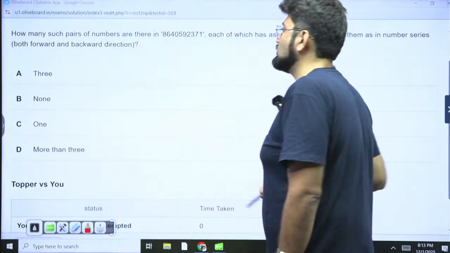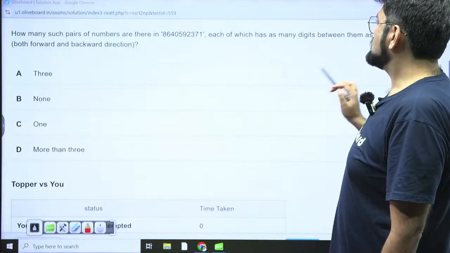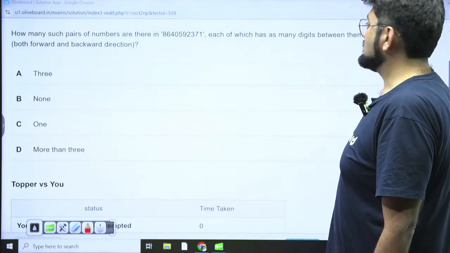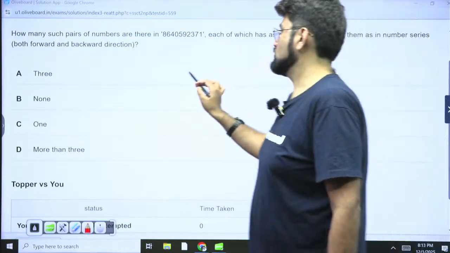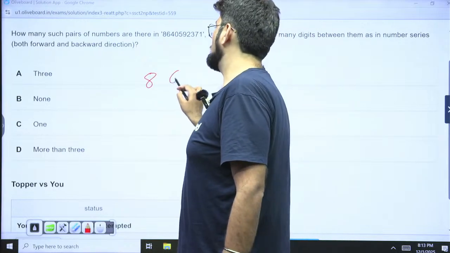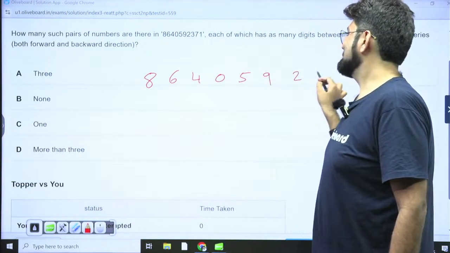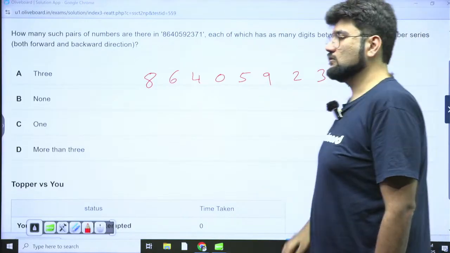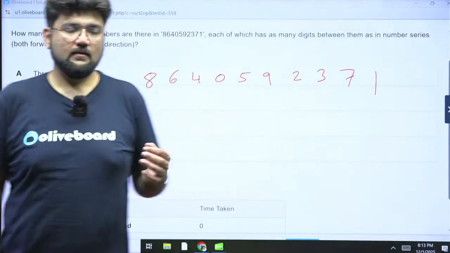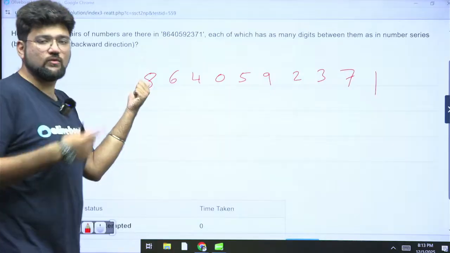How many such pairs of numbers are there in this, each of which has as many digits between them as in the number series? Wow, this is a very good question. This is a very old type of question actually. How do you solve this question? You solve this by counting. So you start from 8 and you start counting ahead and behind.